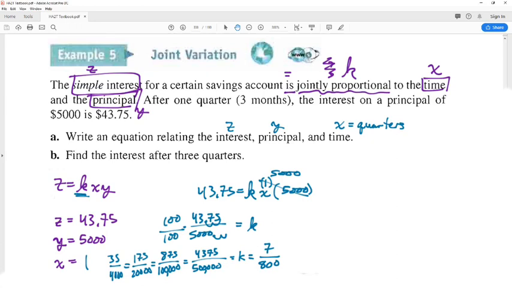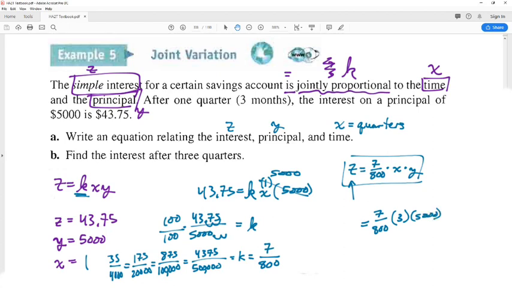So we got K equaling 7 over 800, which means our equation is going to look like this. Z equals 7 over 800 times X times Y, and that's our equation. That satisfies the first part of our problem. The second part says find the interest after 3 quarters. So we're looking for Z, so we're going to plug in 3 for the X, because it says 3 quarters, and our 5,000 for our principal. Multiply those together to get our Z, and that's going to be our answer.